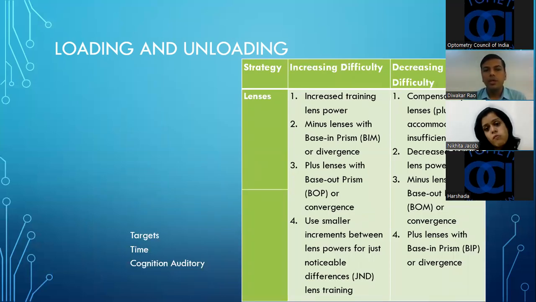A couple of other loading and unloading options can be done with target time and also cognitive and auditory tasks. Lenses can be used. Increase difficulty by increasing the training lens power, going to a higher dioptric power. Minus lenses or base-in prisms can be used for divergence, and plus lenses and base-out for convergence training. To decrease the difficulty, initially compensatory lenses can be used, like the added lenses we use. Then decrease the training lens power. Then minus lenses with base-out prisms for convergence, then plus lenses with base-in for divergence.